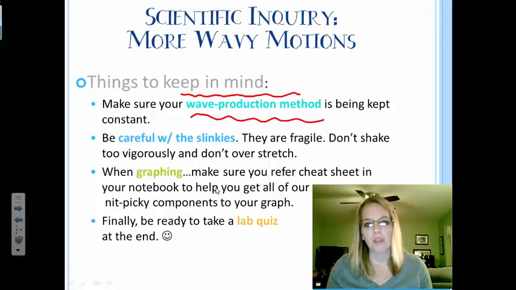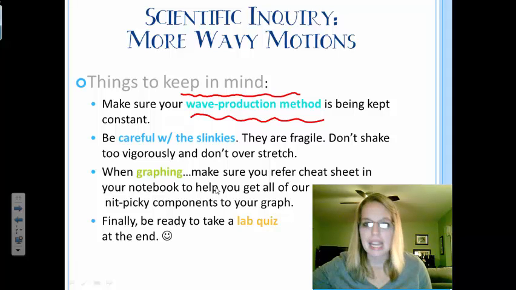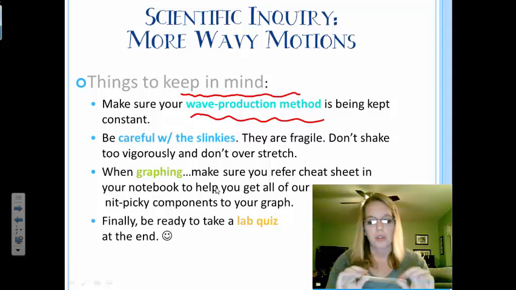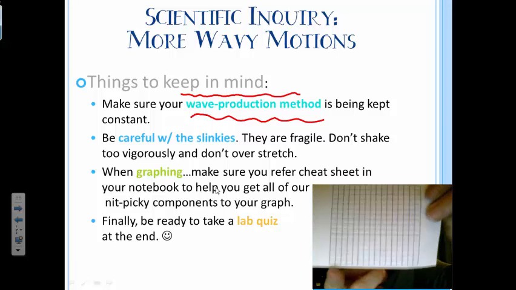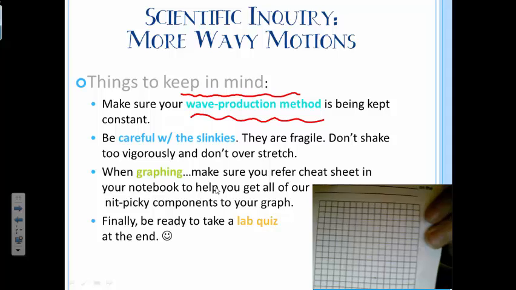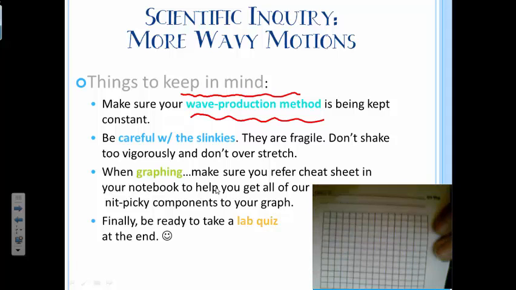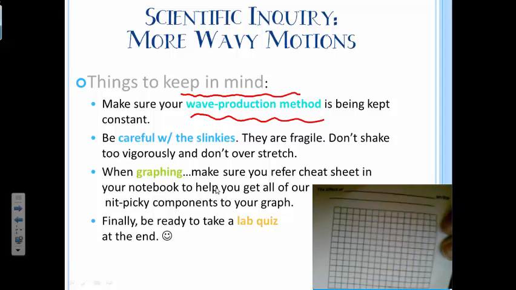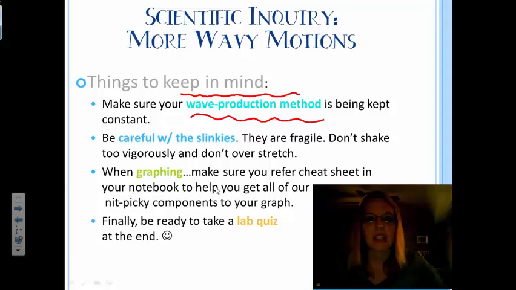And then graphing. Refer to your cheat sheet in the beginning of your science notebook if you need a graph. Some of you will be doing bar graphs. Some of you will be doing line graphs. It depends on your independent variable. So when you graph, you'll put your IV down here. If that's numbers, it's a line graph. If this is words, like carpet, tile, table, it's a bar graph. Come ask me if you need help. And don't forget, there's a lab quiz at the end. And it will include graphing. Yay, lucky you.